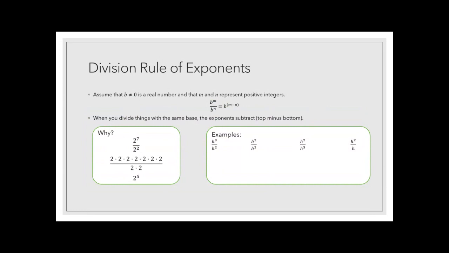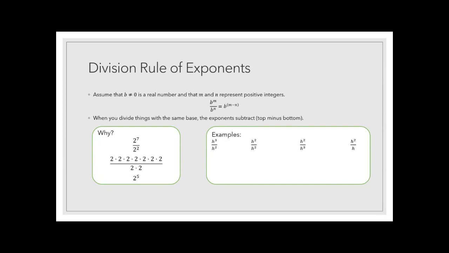So this is sort of the opposite of the multiplication, where when it's multiplication, you add the exponent. In this case, you subtract them. And you always do the top minus the bottom. So it always has to be top minus bottom, otherwise you could get the wrong answer. So you want to pay attention to that.